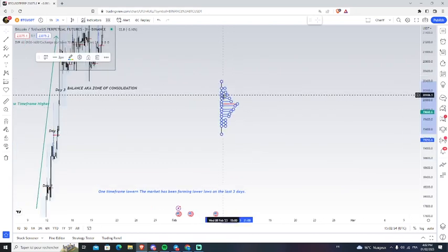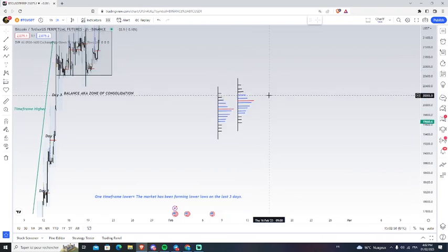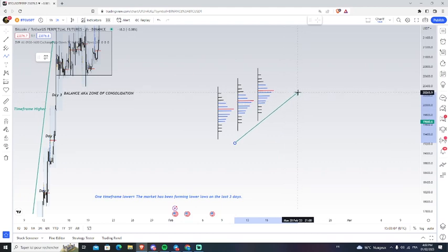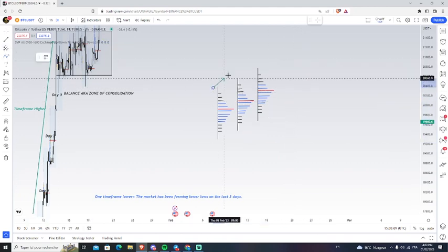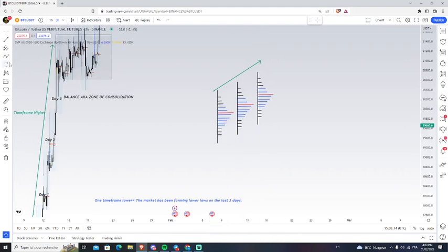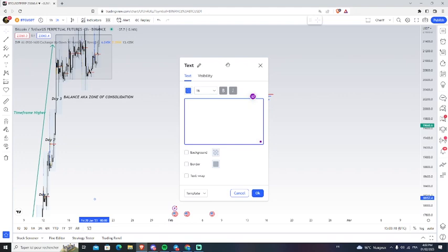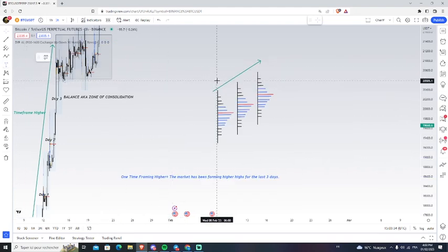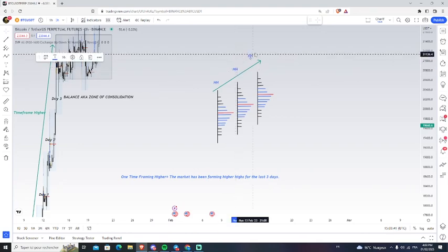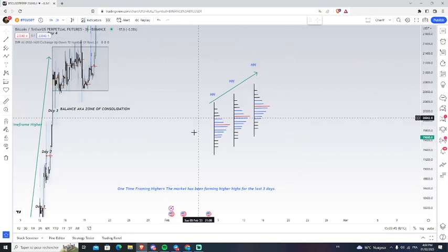And if the market is bullish, we would see the opposite. If we were forming a one time frame higher, the movement would seem like this. We check the movement for the last 3 days and find that the price has formed higher highs for 3 days in a row. So we could tell that this is a one time frame higher. As you can see, this was a higher high, this was another higher high, and this was another higher high. So this is a one time framing higher.